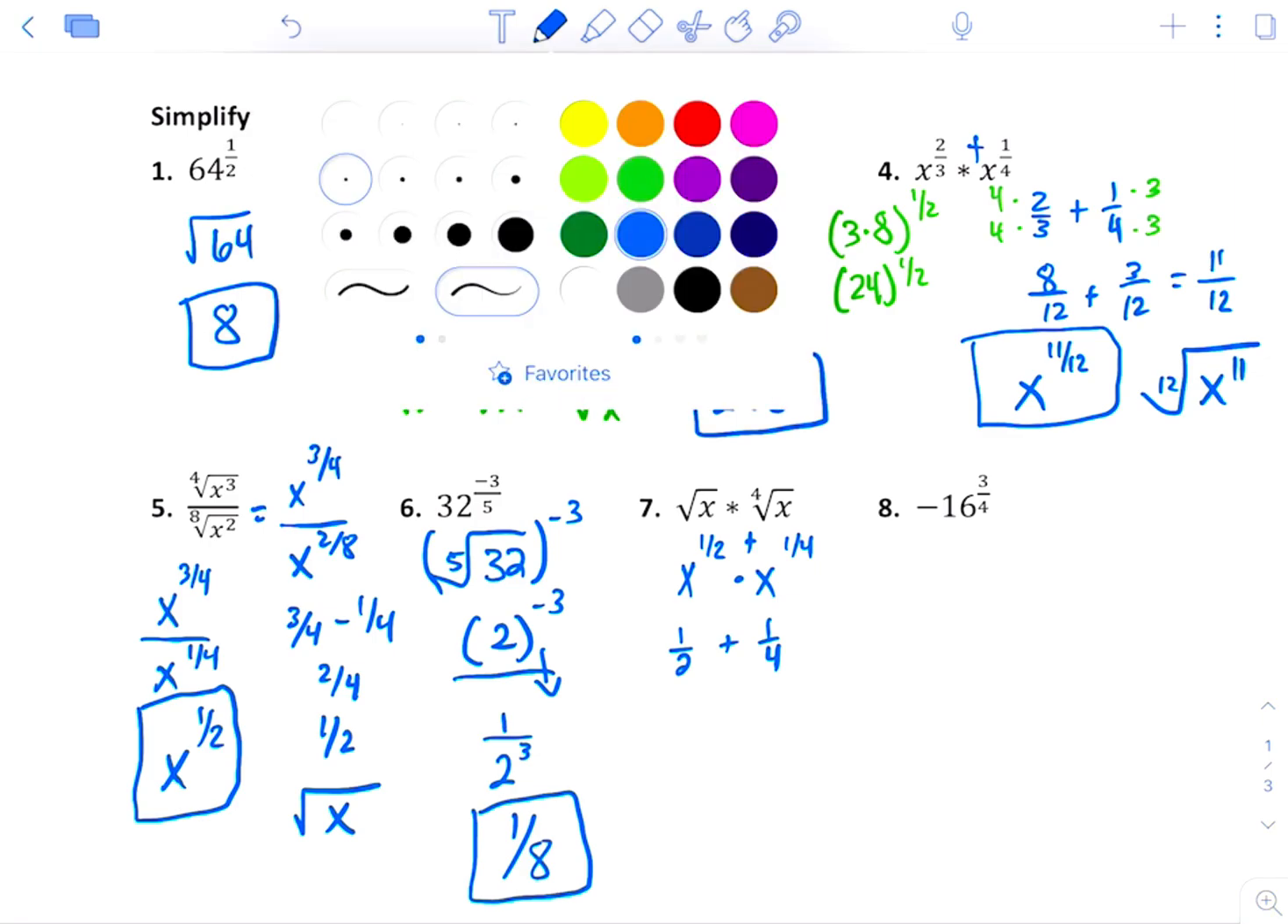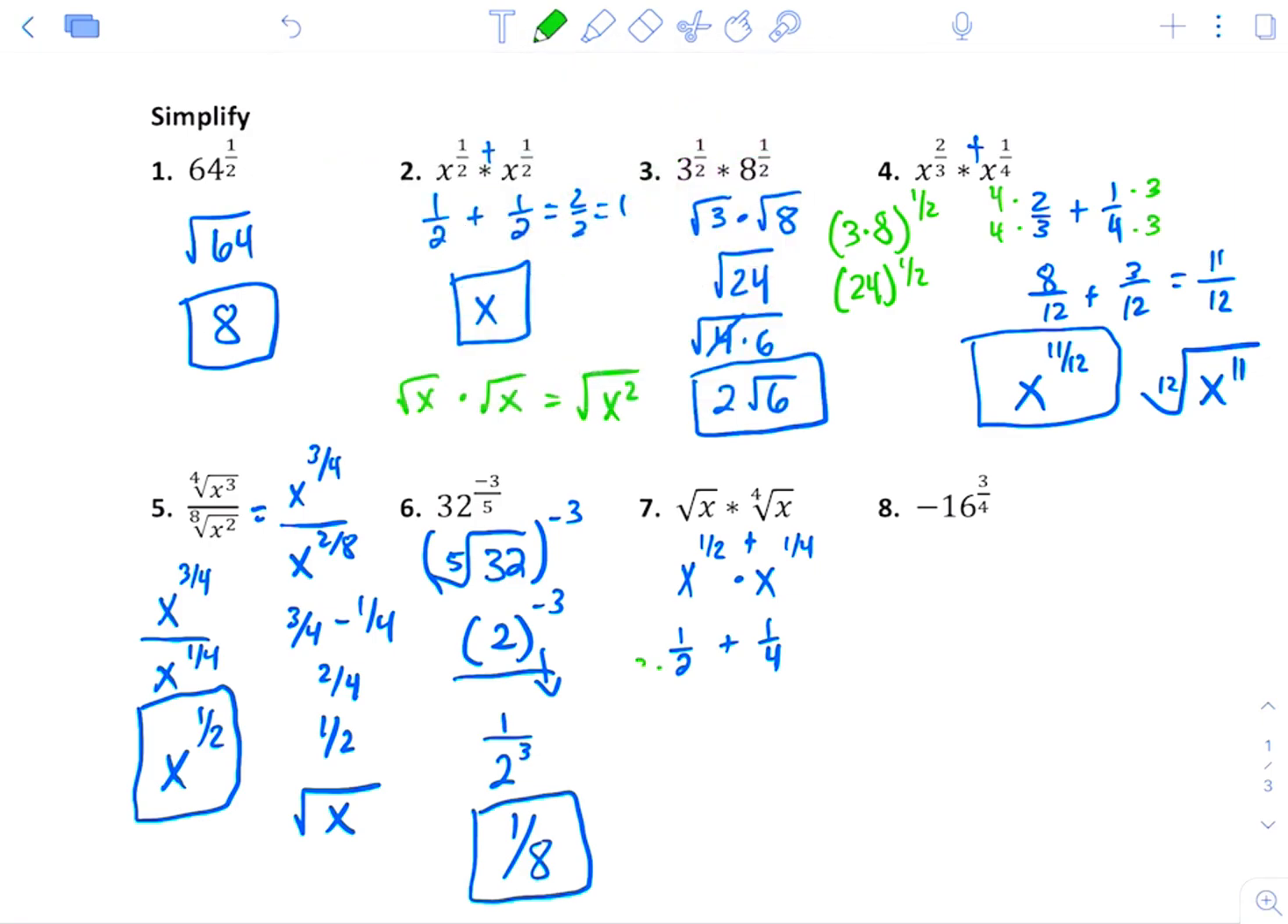So I need that common denominator, which is 4. So I'm going to have to multiply that first fraction by 2 to the numerator and the denominator. So this will become 2 over 4 plus 1/4, which is 3/4. So that's the exponent on my variable. So my simplified answer will be x to the 3/4. Or again, if you want to write it in radical form, we would say that this is the 4th root of x cubed.